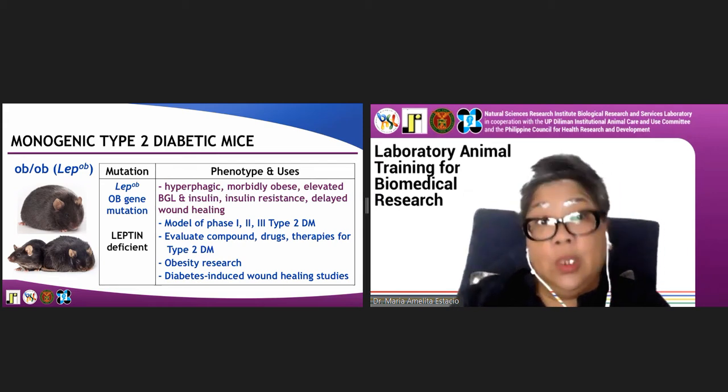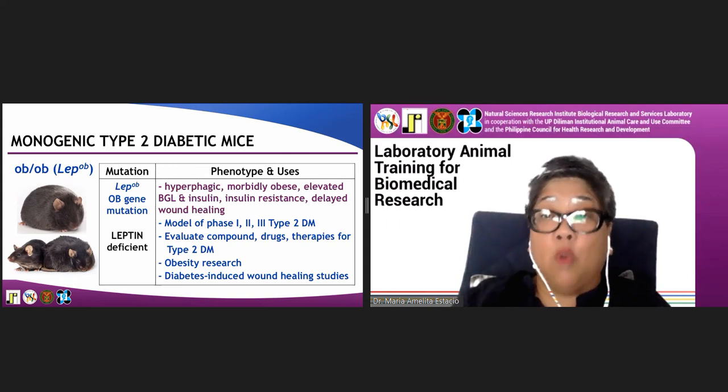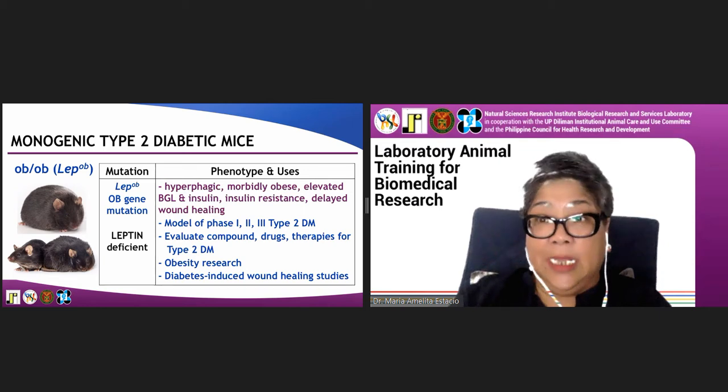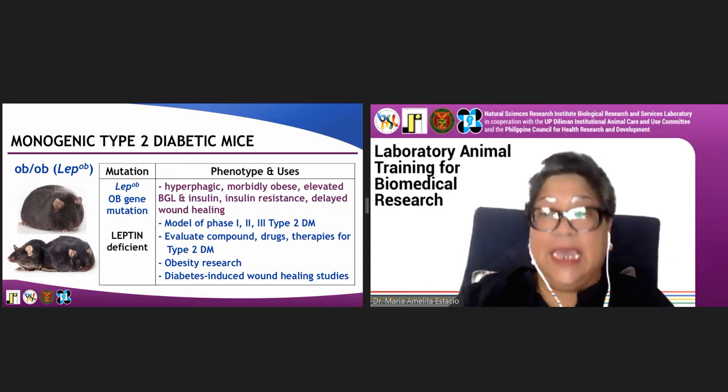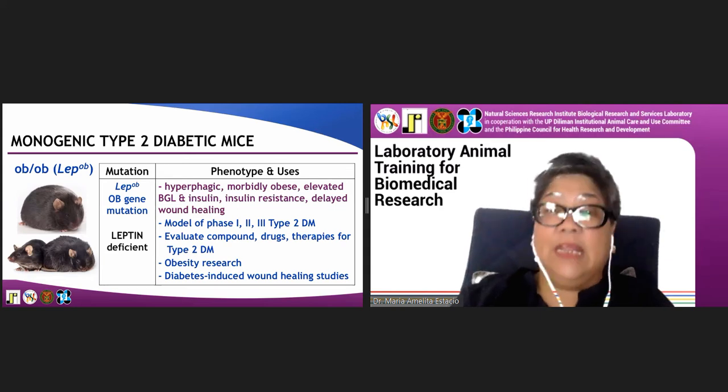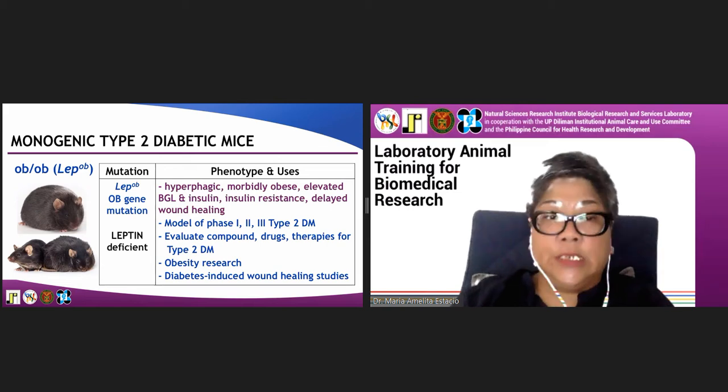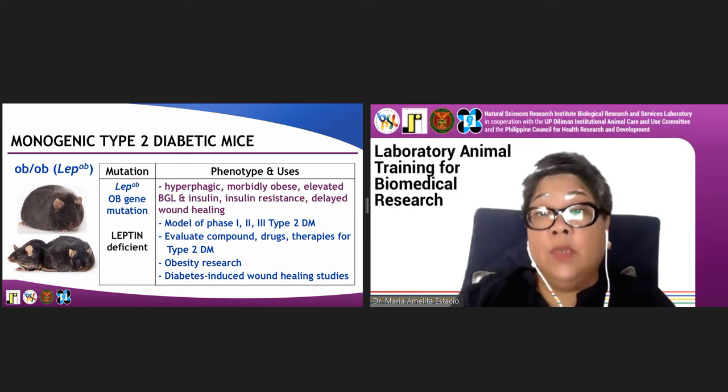This particular mouse strain is morbidly obese, and they are obese because they are hyperphagic. Their feed intake is uncontrollable, so that's why they're gaining the weight. And of course, they have a high BGL and high insulin levels. They develop insulin resistance, which is synonymous with diabetes.